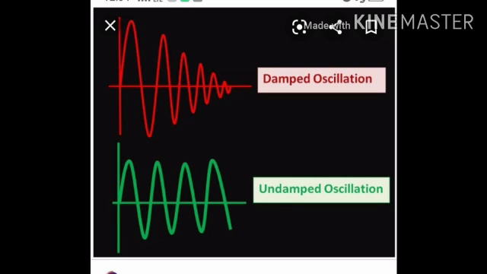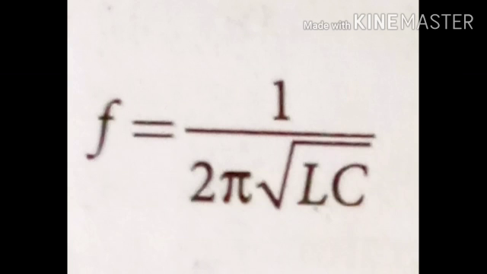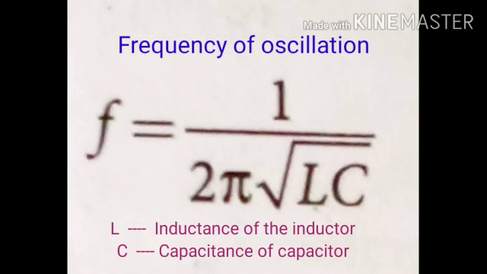Now we are going to find the value of frequency of the oscillation using L and C. L is the inductance of the inductor. C is the capacitance of the capacitor. So f is equal to 1 by 2 pi into square root of LC.